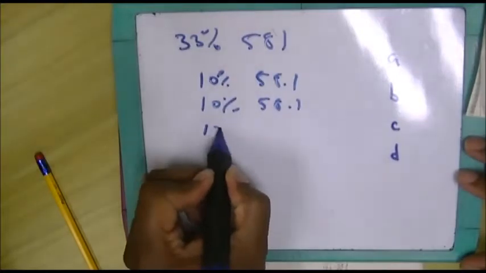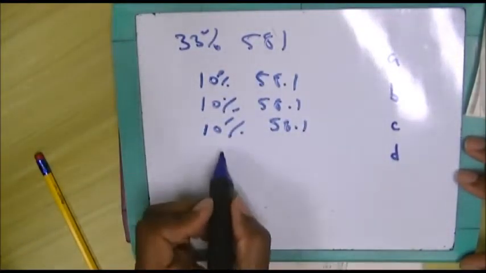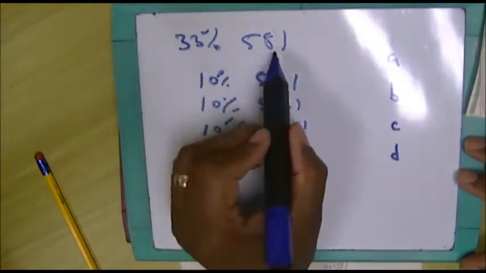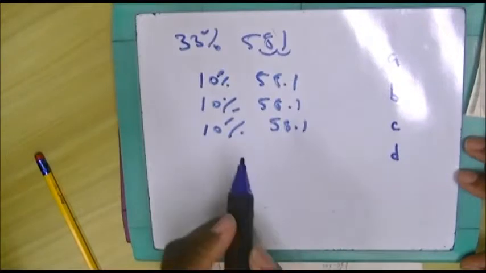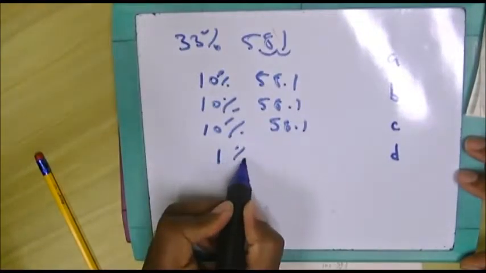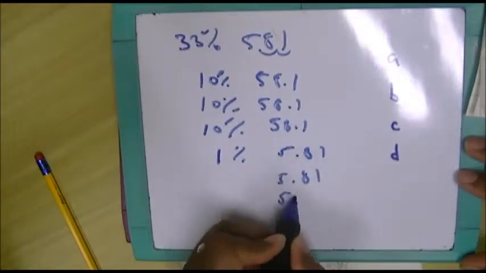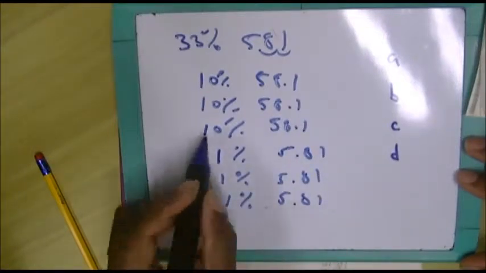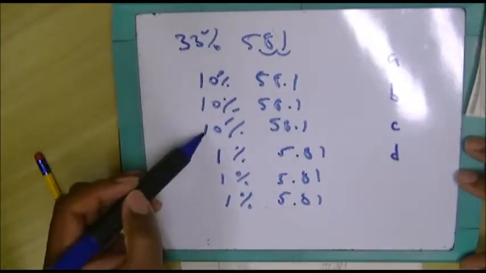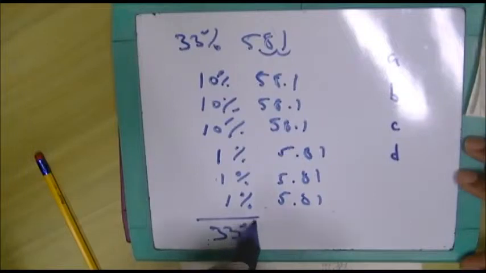58.1, another 10%, 58.1. Now that's 30%, but we need 33%, so we moved it over 1 time for 10%. We'll move it over 2 times for 1%, 5.81, 5.81, 5.81. That's 1%, 1%, 1%, right? So adding this up, 10, 20, 30, 31, 32, 33, that's all 33%.